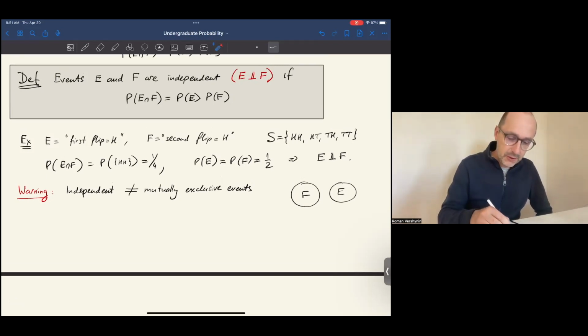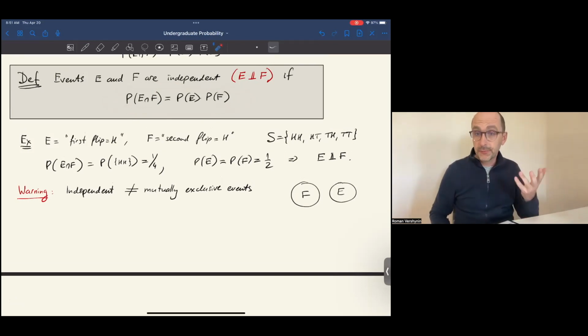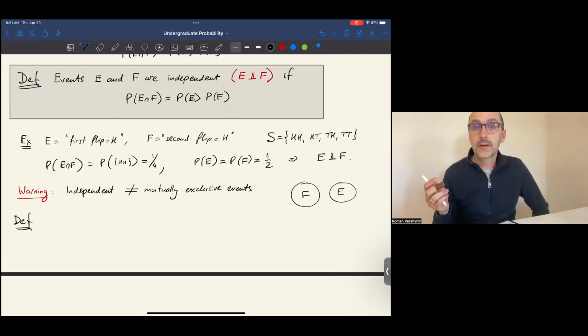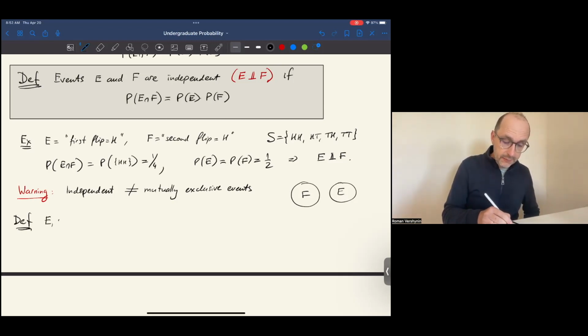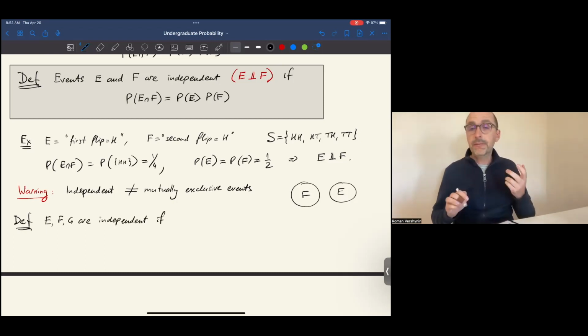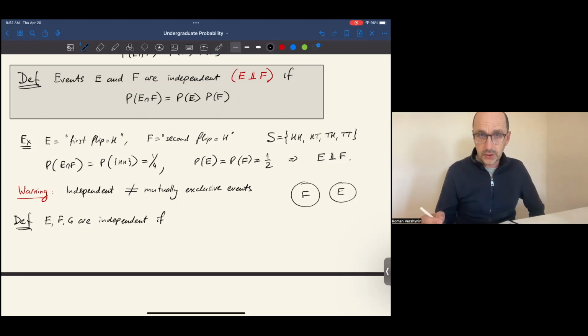Great. Now we have the definition of independence of two events. What about three events? What about four events? When do we say that three events, E, F, and G, are independent? There are two natural candidates for such a definition. One possibility is just to say that events E, F, and G are independent if all the pairs of them are independent. If E is independent of F, E is independent of G, and F is independent of G, which by this definition means that the following three equations hold.